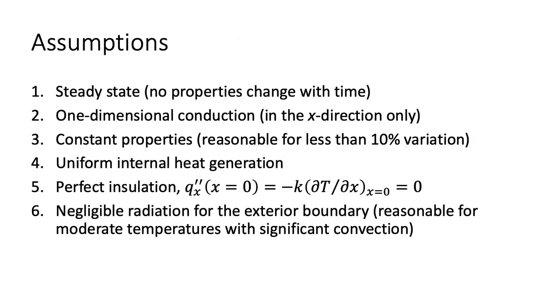Our first assumption for this problem is steady state, which means that none of the properties are changing with time. Our second assumption is one-dimensional conduction in the x direction only, which is based on the information provided in the problem statement. Our third assumption is constant properties, which is reasonable as long as the properties have less than a 10% variation over the range of conditions. Our fourth assumption is that the heat is being generated uniformly in the wall.